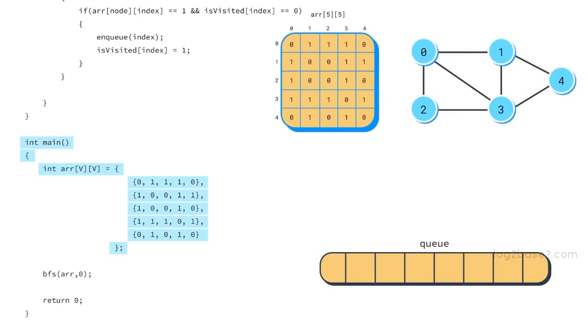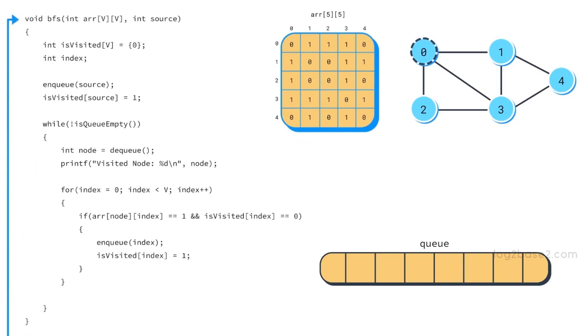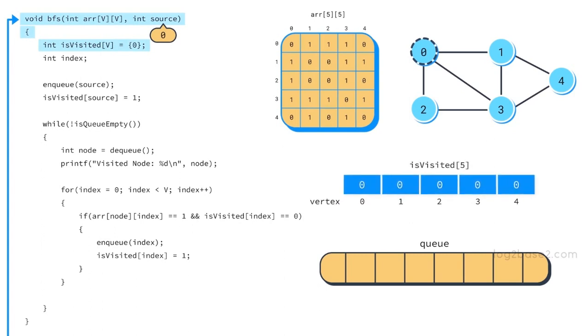Now let us call the function BFS by passing this adjacency matrix ARR and the starting vertex. We can start from any vertex. Here we will start from the vertex 0. So control gets here and ARR is stored in ARR and 0, the starting vertex, is stored in source. And as we know, for BFS, we need two data structures, a queue and a visited array. So declare the array isVisited of size V, that is 5, and initialize to 0. Now declare another integer variable index.